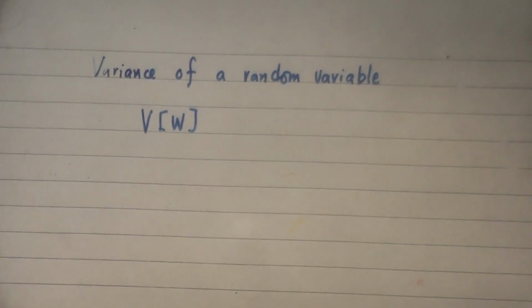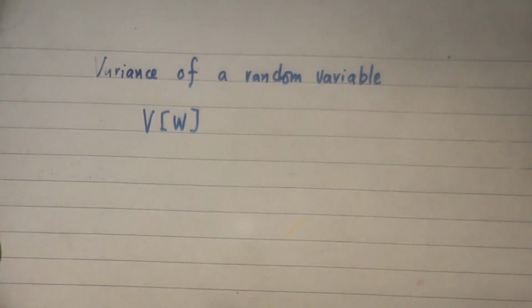Okay, next topic. Introduce you to variance. Variance of what? Of a random variable. And the notation used is variance of W. Suppose the random variable of interest is W, okay? What is the variance of W?